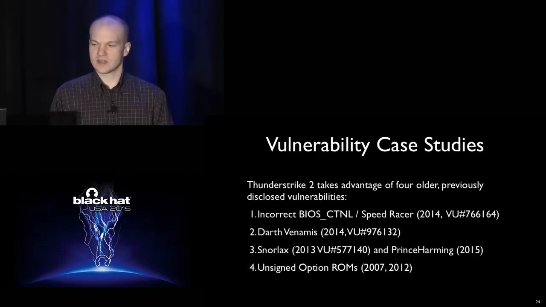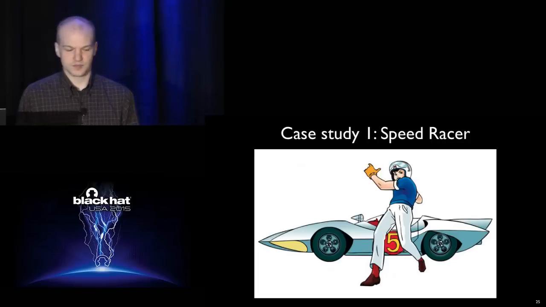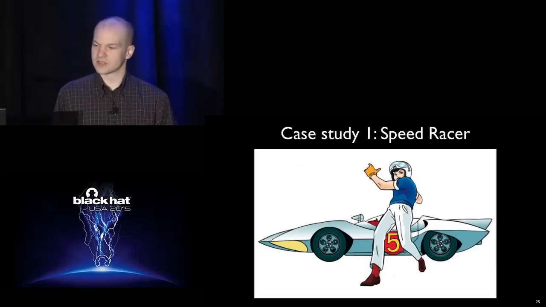So we're going to consider four core vulnerabilities that are all old news. These are all vulnerabilities that have been found, responsibly disclosed, publicly disclosed, and acted upon by other vendors. But when we looked, they all still applied to Macs, because Apple hadn't dealt with them when we started this research. So the first thing to consider is the Speed Racer vulnerability.